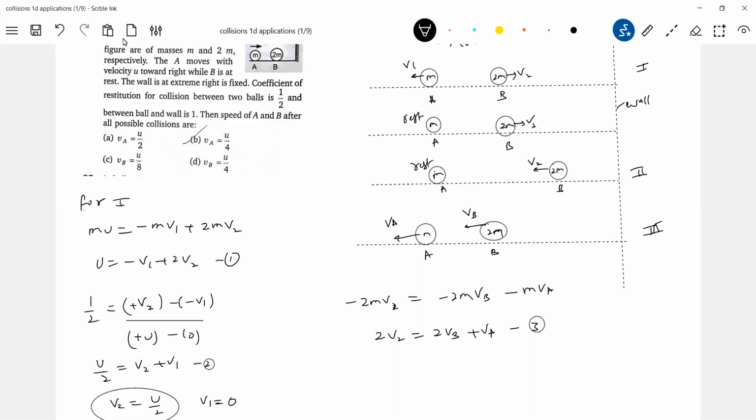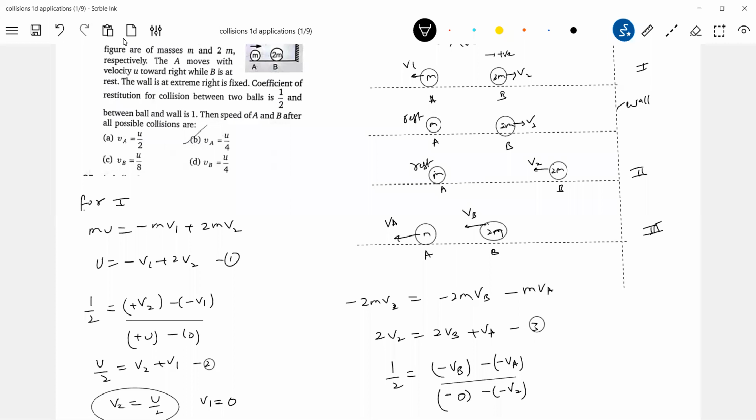Coefficient of restitution formula. Between the balls, it is 1/2 equals minus vb minus of va, over this is at rest. This will be 0 minus of v2. I just continued the same thing. Anything that is towards right, I took positive. Throughout the problem, I'm maintaining the same condition. If you want for second and third, you can change that. Okay, let's continue that one again. So this should be equal to negative sign. You can take common and solve it.